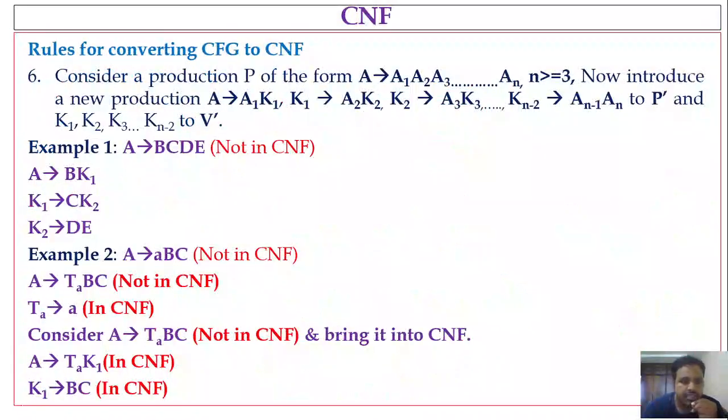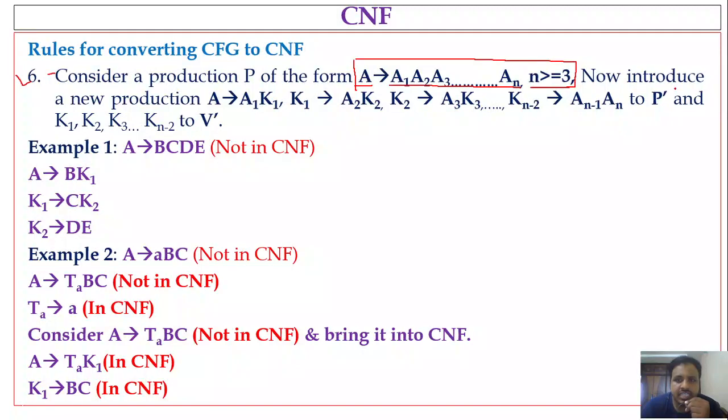Okay. Next, last rule, rule number 6. So consider we are having a production in the given CFG in the form A denotes capital A1, capital A2, capital A3, capital AN, where n is greater than or equal to 3. So here we are having a form in which we are having more than two variables, right? So more than two variables.